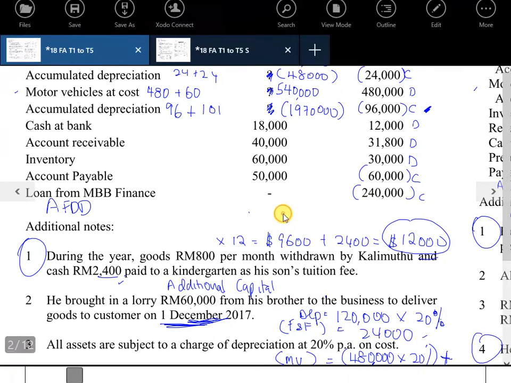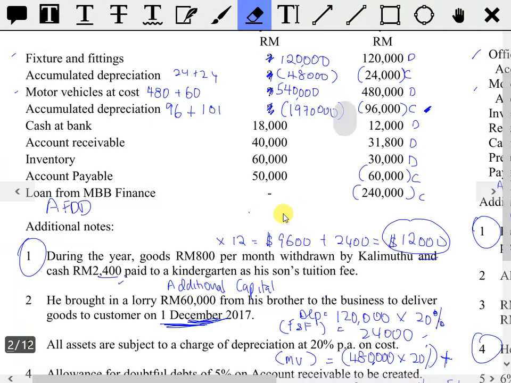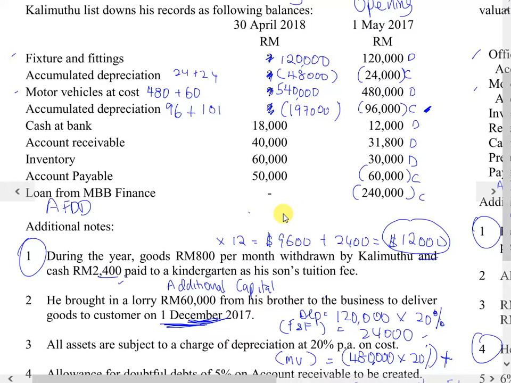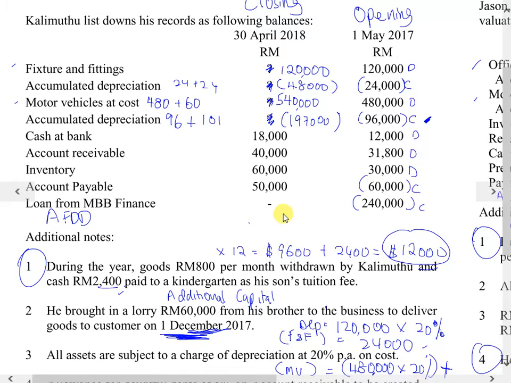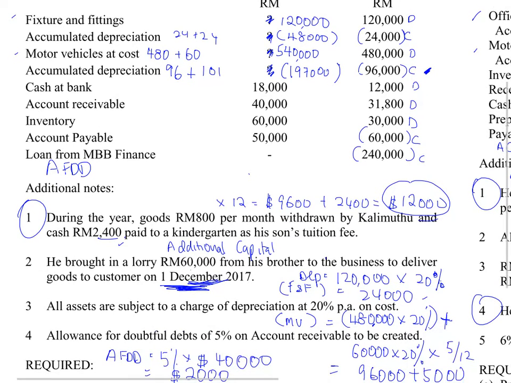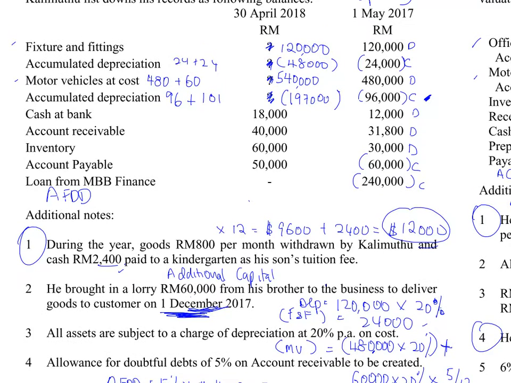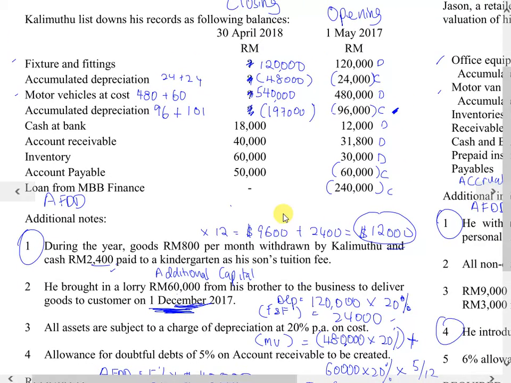One more zero. December. I bring in December. I depreciate. My year end is April. December, January, February, March, April. Okay. Note 3. Done. Note 4.